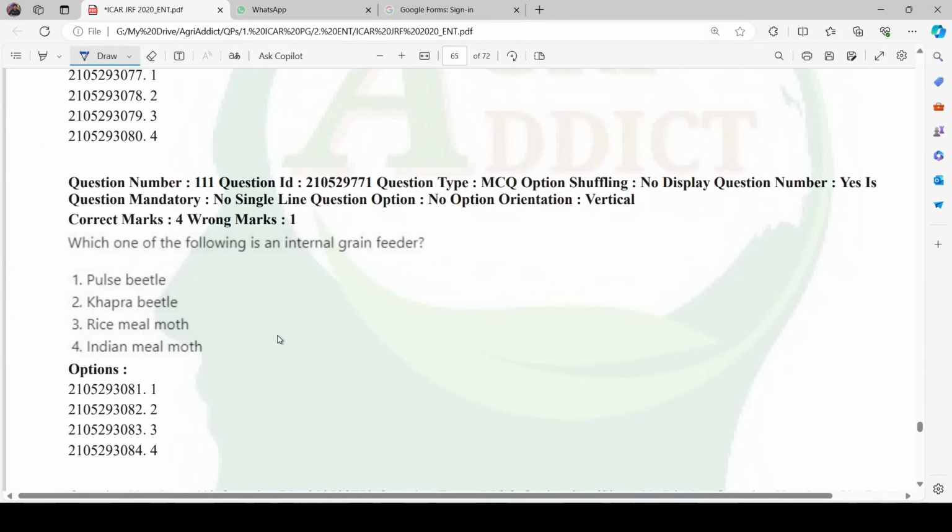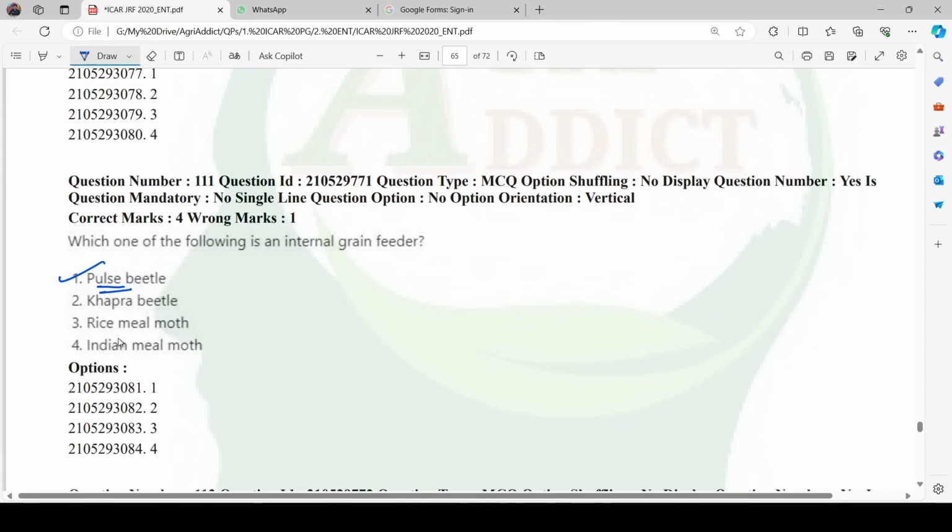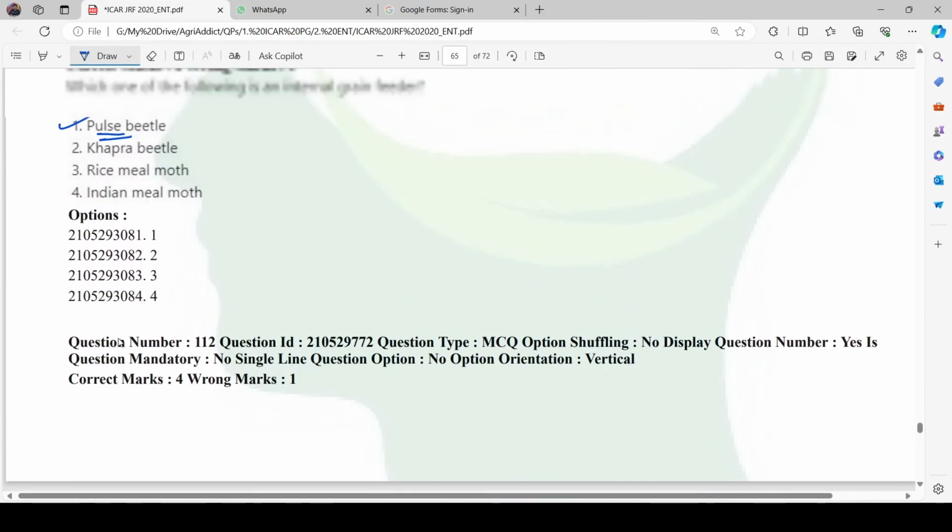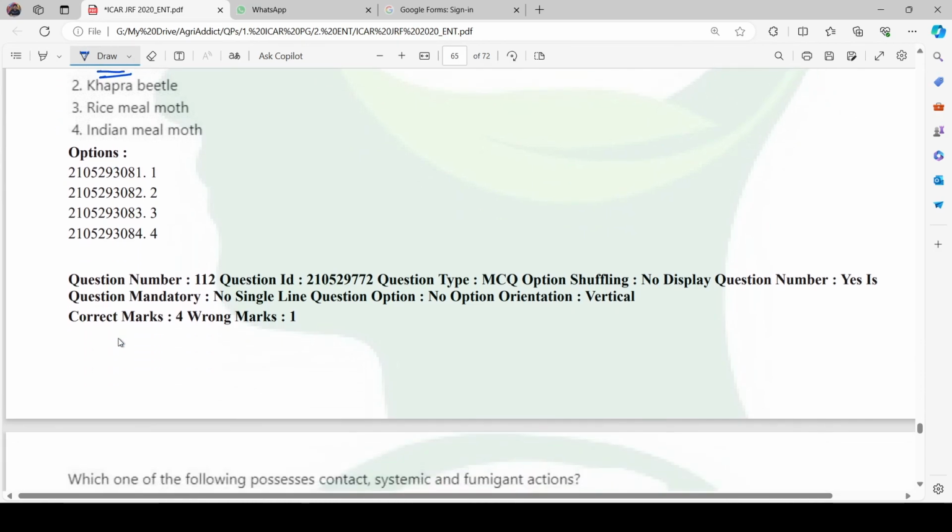Next question is, which one of the following is an internal grain feeder? So here, pulse beetle. It is an internal grain feeder. Rest of them are external feeders: Khapra, rice meal moth, and Indian meal moth. It shouldn't be rice meal moth. It is actually known as rice moth. So again, a mistake in the question paper.